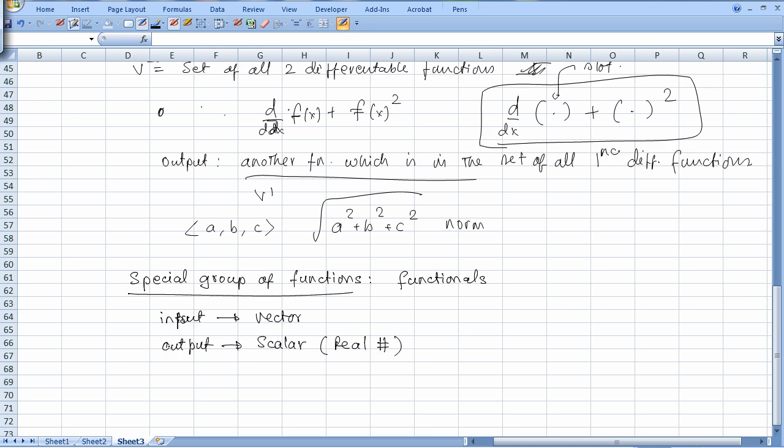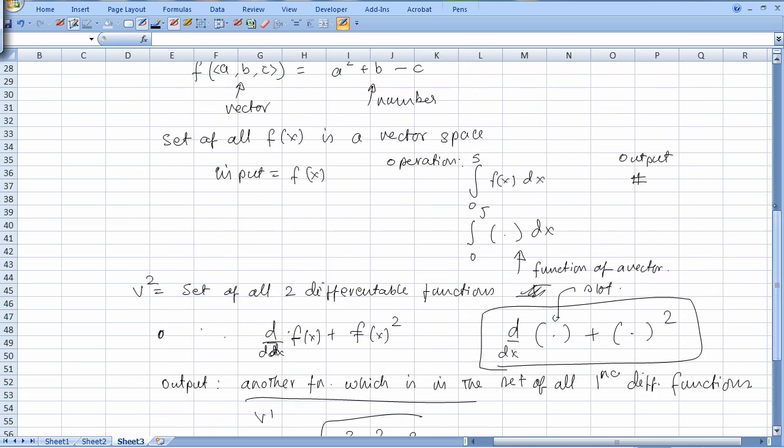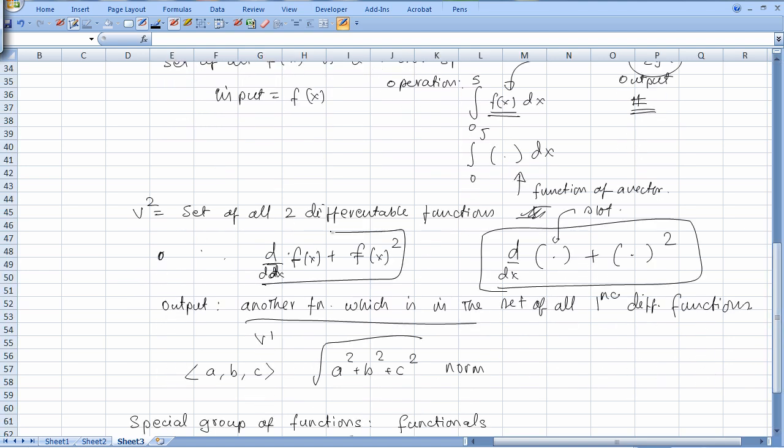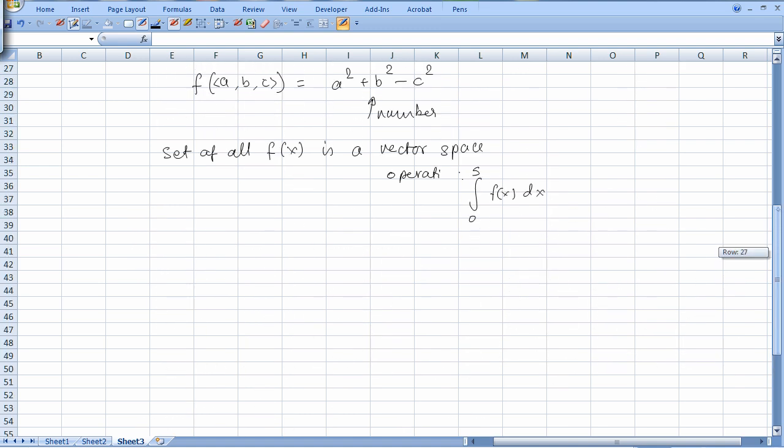For example, this is a functional. This is a functional. Can you see that? Input is a vector, which is a function of x. Output is a number. Okay. This is not a functional. This d/dx operator is not a functional. Why not? Because the input is a vector, but the output is some other vector. It's not a number. So in this particular case, the output is not a number. Right? So that's the idea of a functional.